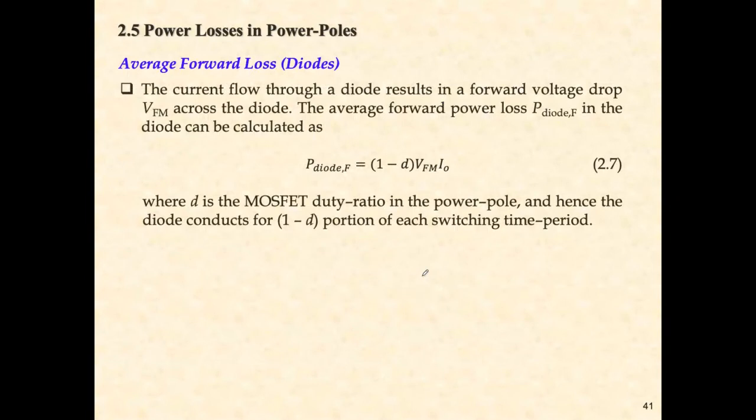After the MOSFET, we also have two losses for diodes. The first one is the average forward loss. This loss happens when the current passes through the diode. We have this equation, which comes from P equal to VI, but here we have this term 1 minus D. Do you know why?